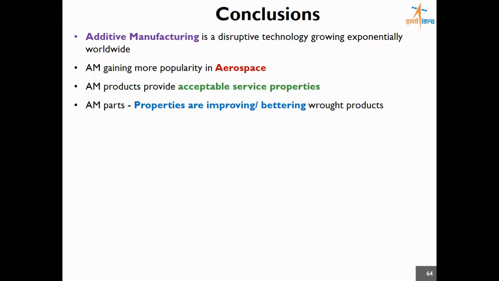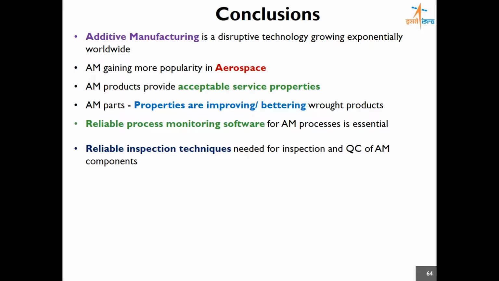And these properties, we know, as I mentioned, are improving, or they are better than the wrought products. And we need to have reliable process monitoring software for AM processes, so that we can concentrate mainly on processes rather than the post-process qualifications. Next one is reliable inspection techniques. We need to evolve both for inspection and quality control of additive components.